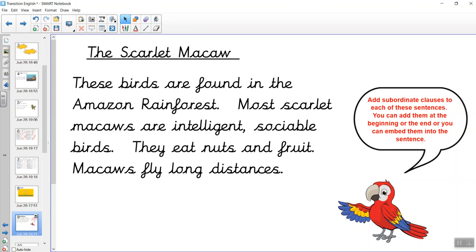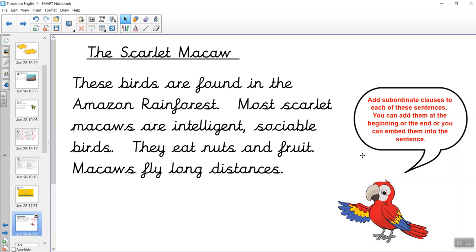And the scarlet macaw down here has given you a job to do. It says add subordinate clauses to each of the sentences. You can add them at the beginning or the end, or you can embed them in the sentence.